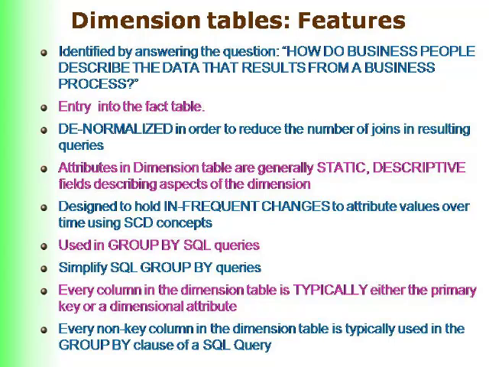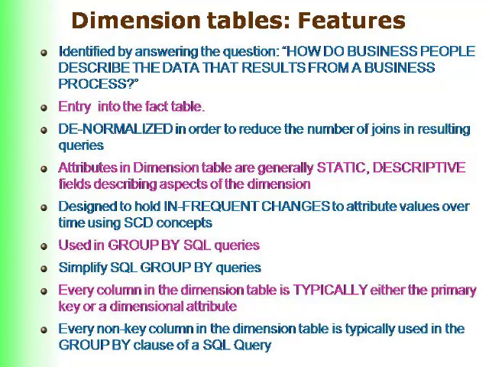Dimension is denormalized in order to reduce the number of joins in resulting queries, which I have already explained earlier. Dimension attributes are generally static, descriptive fields describing aspects of the dimension. Dimension table is designed to hold infrequent changes to attribute values over time using slowly changing dimension concepts. We will discuss in detail what are the different kinds of dimensions shortly.